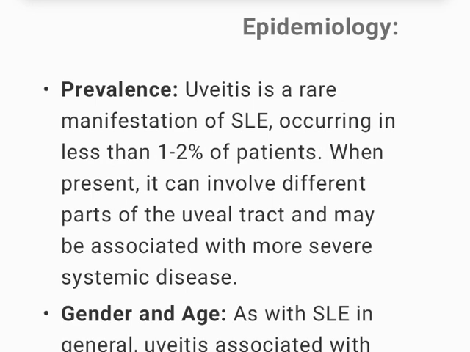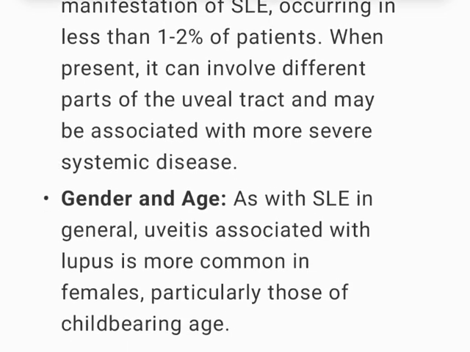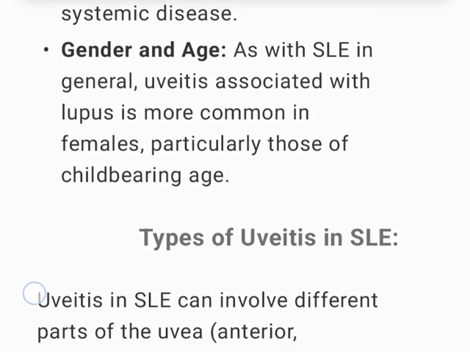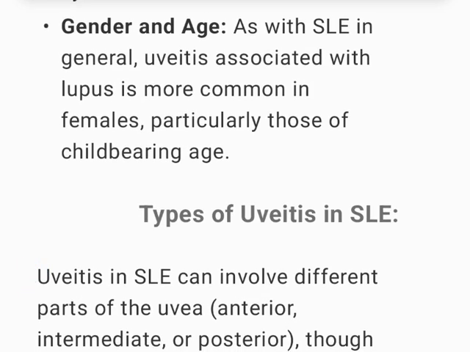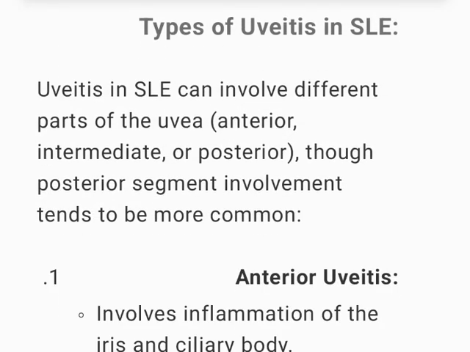Epidemiology, prevalence. Uveitis is a rare manifestation of SLE, occurring in less than 1 to 2% of patients. When present, it can involve different parts of the uveal tract and may be associated with more severe systemic disease. Gender and age. As with SLE in general, uveitis associated with lupus is more common in females, particularly those of childbearing age.